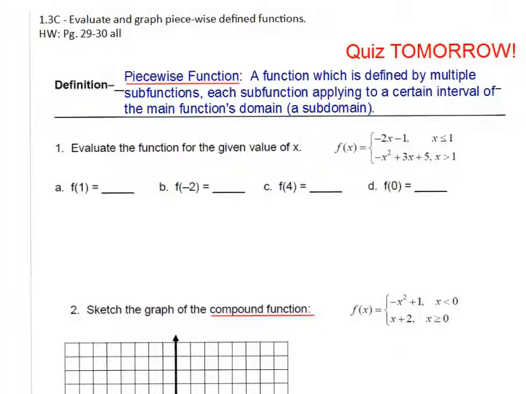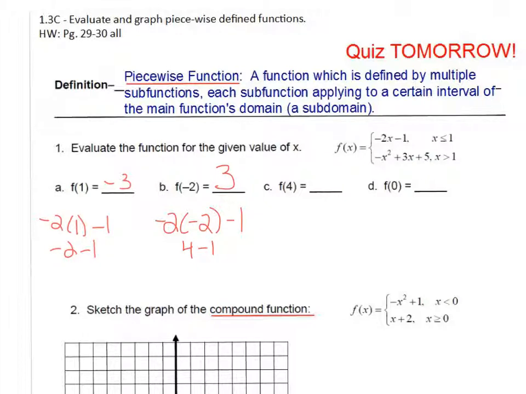So let's evaluate for all these values. So it's like matching. When they give us f of 1, we have to figure out which piece, the top or the bottom, contains 1. So if I look here, x is less than or equal to 1, that 1 is in that subdomain. So substituting that in, we get -3. So now for -2, that is in the top subfunction. -2 is less than or equal to -1. So that's 4 minus 1, we get 3.